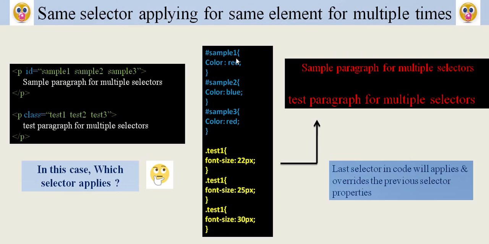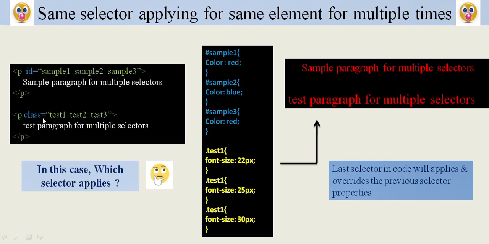I am giving my sample 1 selector as red. I am giving the sample 2 selector as blue. I am giving my sample 3 selector as red only. Within these three selectors, the property that has applied to our element is the last one. The last code that we have written in our file will apply to your element. This is the one rule that you need to keep in mind. Here we have given color red for sample 3, so the sample paragraph for multiple selectors will be indicated with the color red.